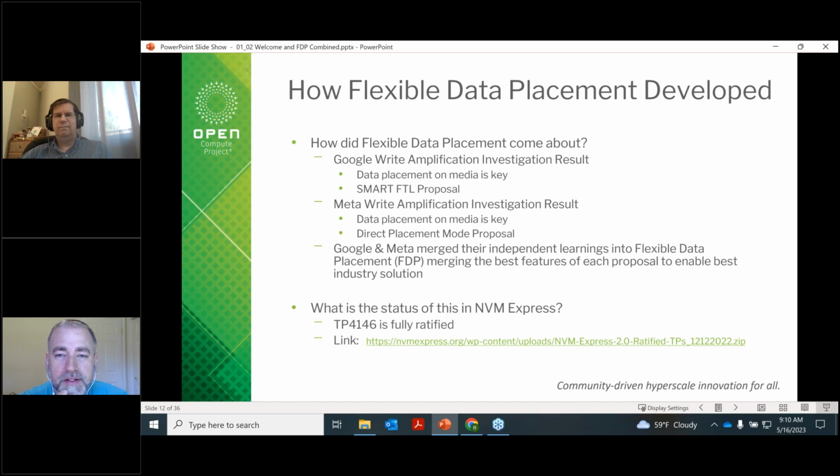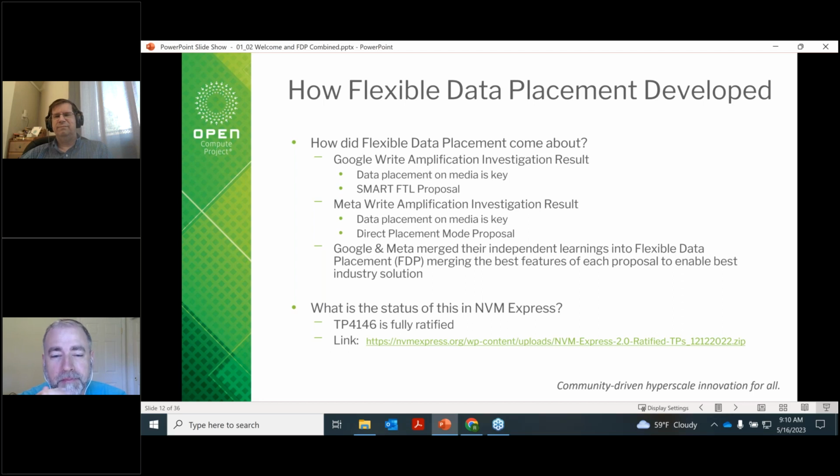So how did this come about? At Google, we were working on a write amplification improvement strategy. The key we decided was the data placement on the media, and we came up with the smart FTL proposal. In parallel, and I think we talked about it at OCP here in the fall, almost 2 years ago.